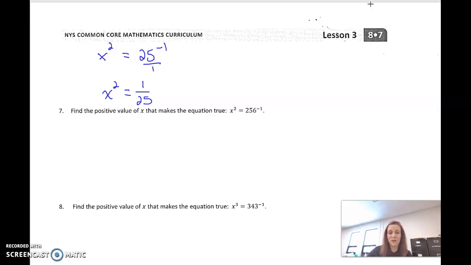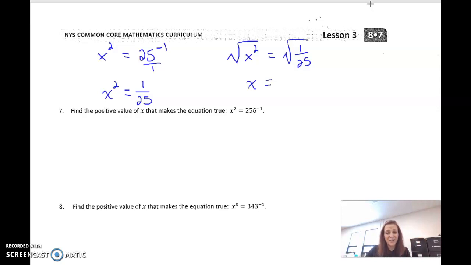So remember, if I want to solve for x, I have to undo squaring it, and that's taking the square root. Whatever you do to one side, you do to the other. Okay, so we know squaring and taking the square root undo each other. But this right here, what number times itself equals 1 over 25?